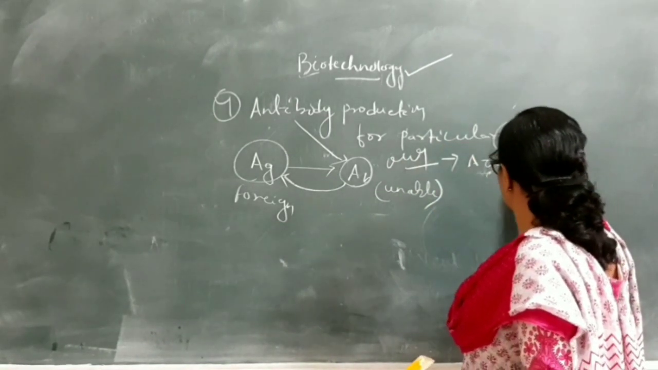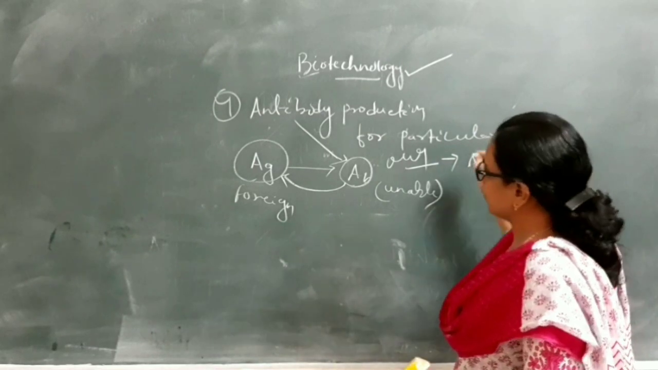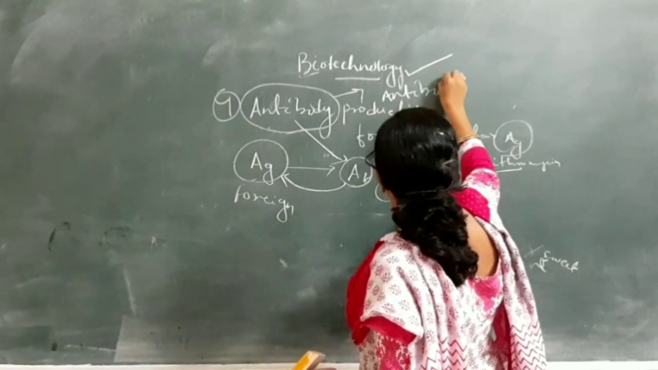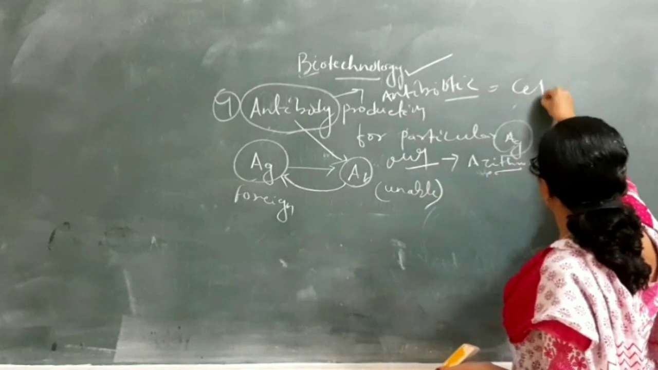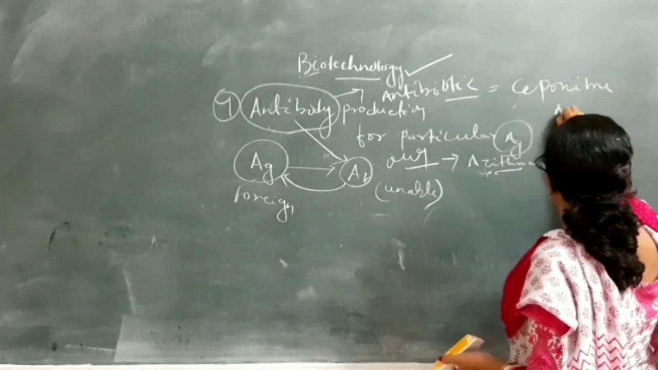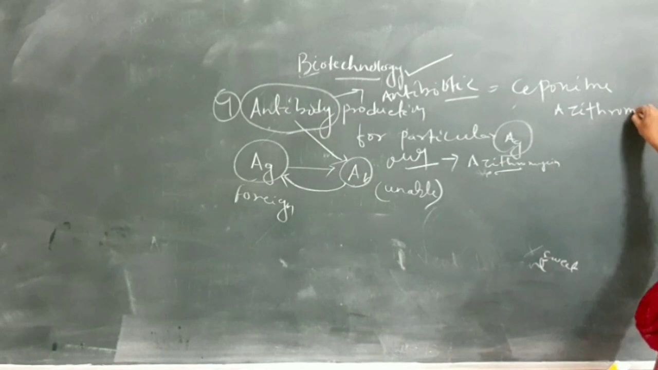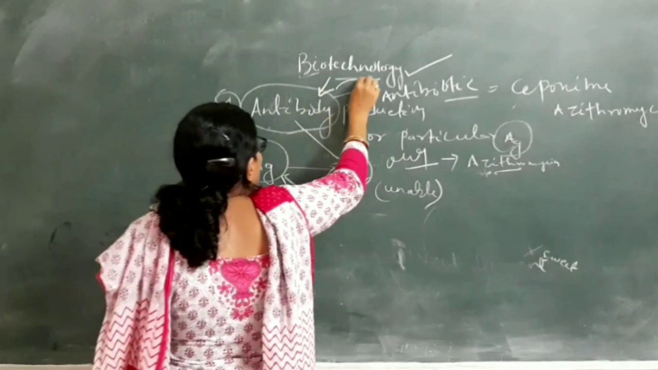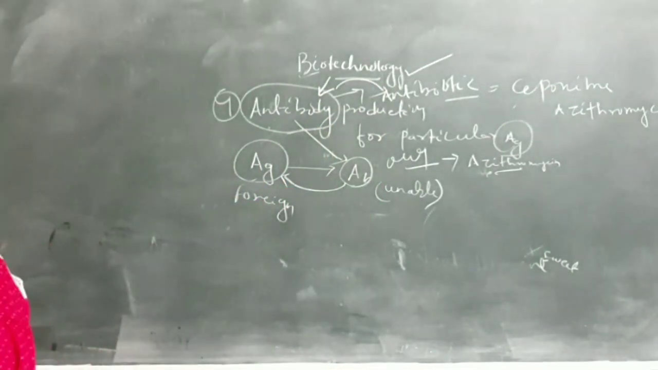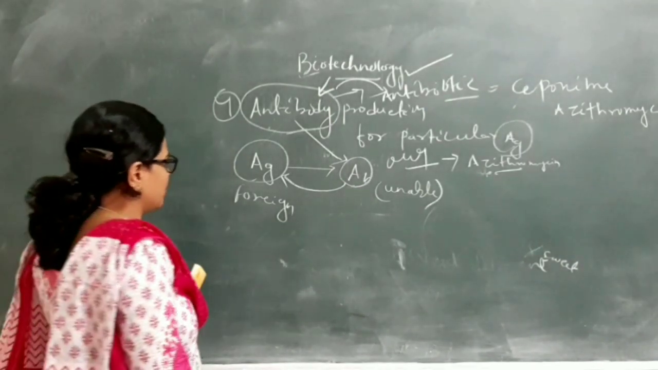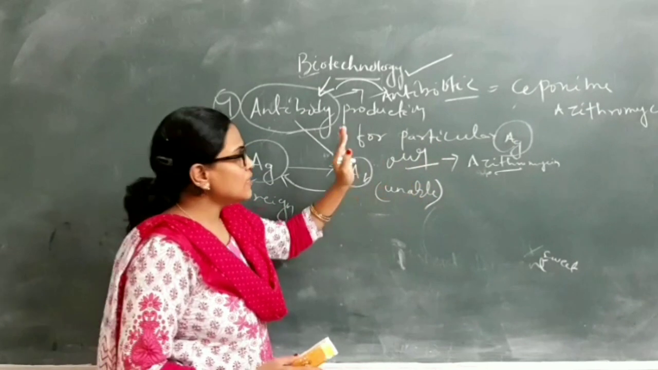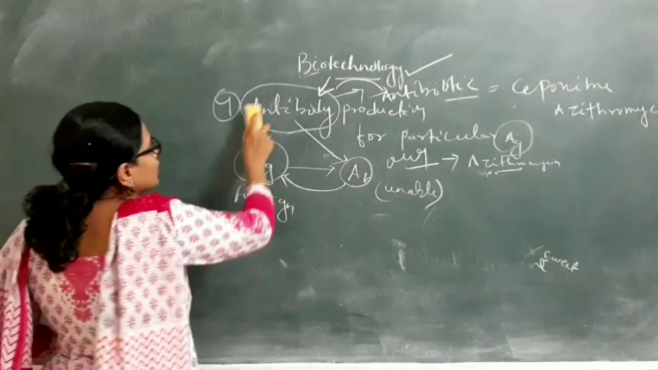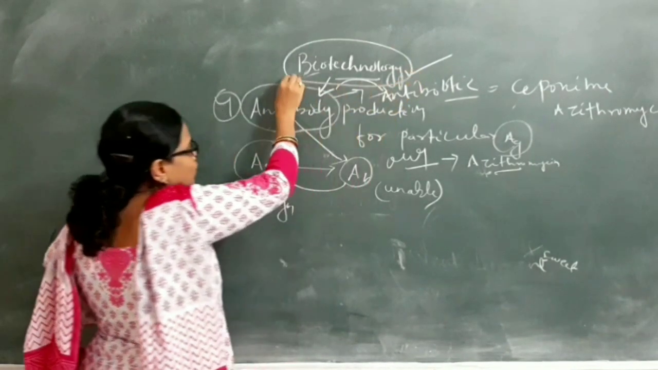We take different types of antibiotic products like azithromycin, cefixime, azithromycin, etc. So for antibody production, we take a particular antibiotic to protect our body. All this process is carried out with the help of this biotechnological process.